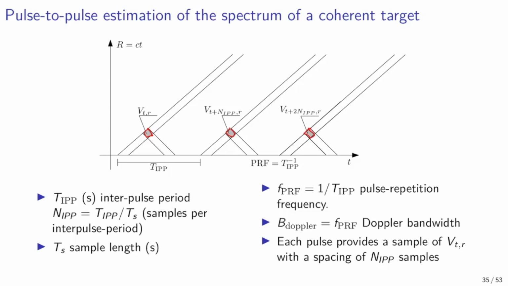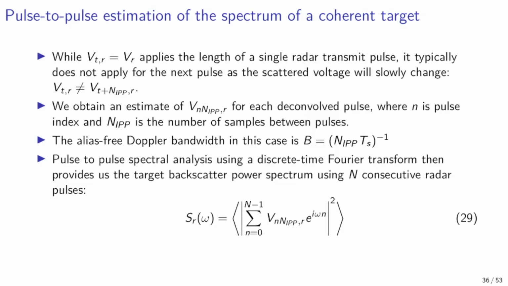This corresponds to a maximum Doppler bandwidth of 1 over T_IPP. This is the maximum bandwidth that the scattered signal can have before it Doppler aliases. We can now use the pulse-to-pulse measurement of scattered complex voltage as a function of range and time to estimate the power spectrum of radar echoes as a function of range and Doppler shift.